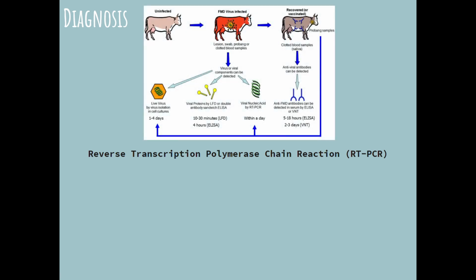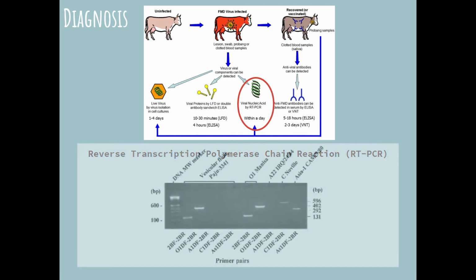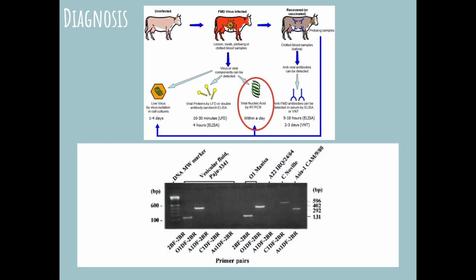As seen on the diagram, there are various tests that are used to identify specific viral components, such as utilizing the RT-PCR, the reverse transcription polymerase chain reaction, to detect the viral nucleic acid by utilizing the DNA marker, as seen on the figure.